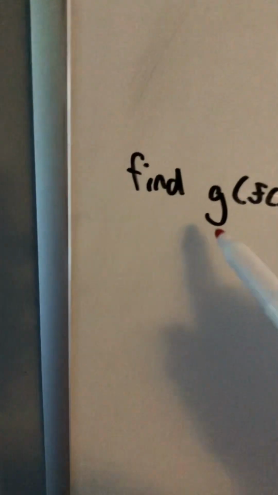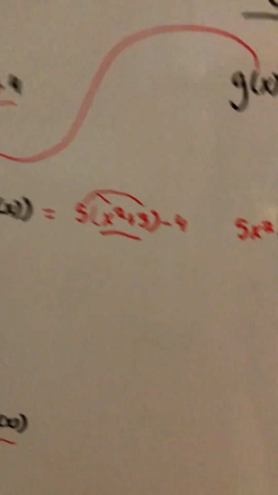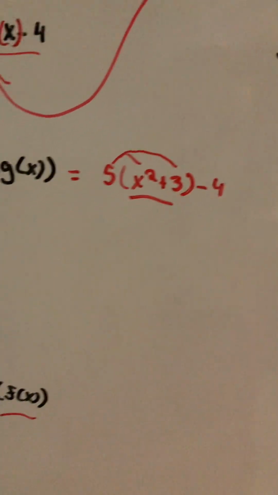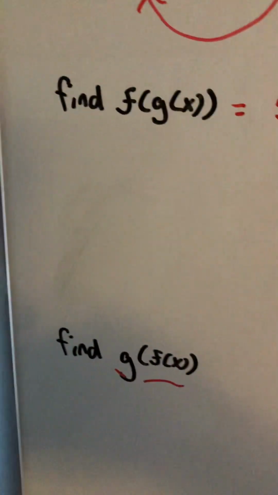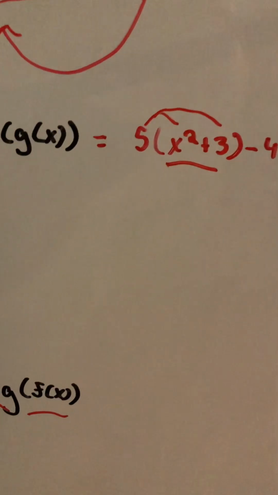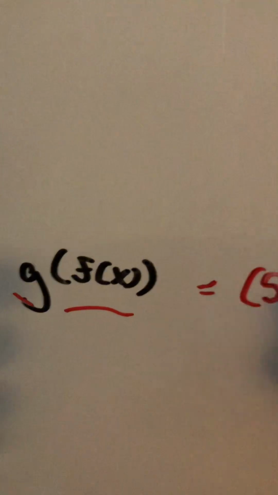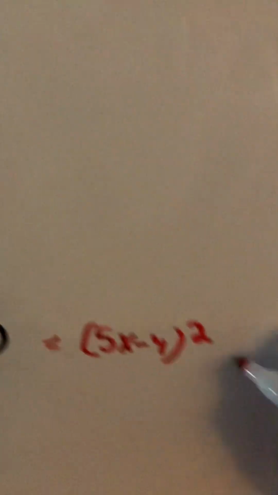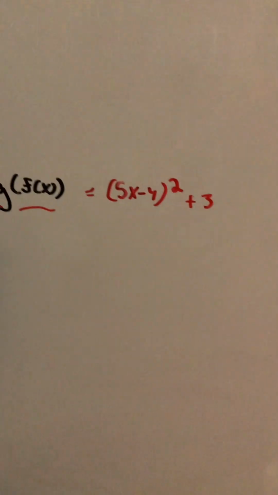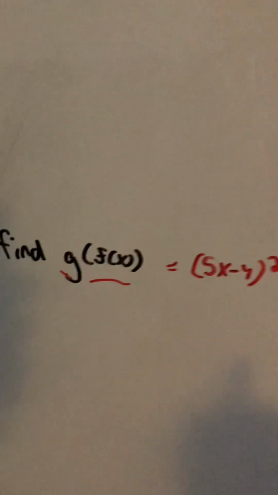How about this? Find g of f of x. Notice how we've got a g on the outside, and then f of x is enclosed in the g. So I'm going to look at f of x and g of x. For g of x, I'm going to solve for the x. The x right here, I'm going to put 5x minus 4. So it's going to be 5x minus 4, and then it's squared because it's x squared, then plus 3. You just follow the steps, you substitute into the x value because you're finding it inside of another function.